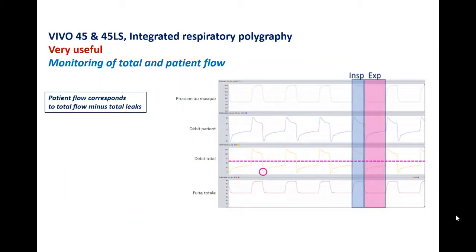Monitoring total and patient flow is very useful. It is important to keep in mind that patient flow corresponds to total flow minus total leaks, and I will show you later the interest of that.